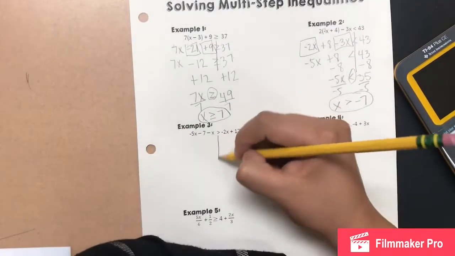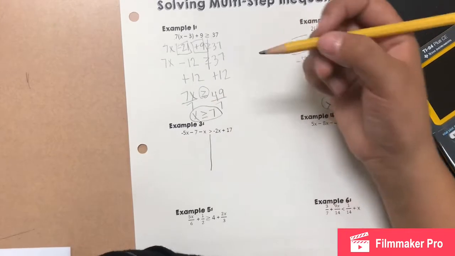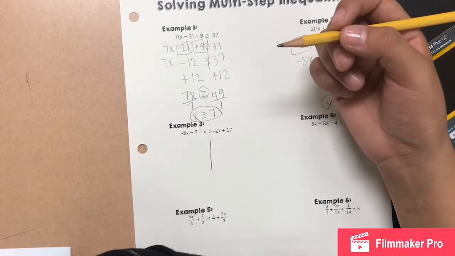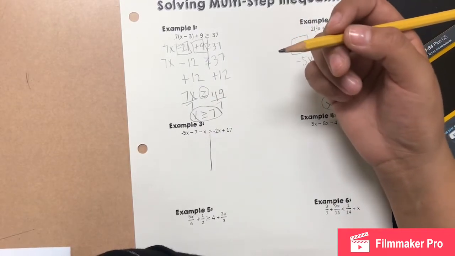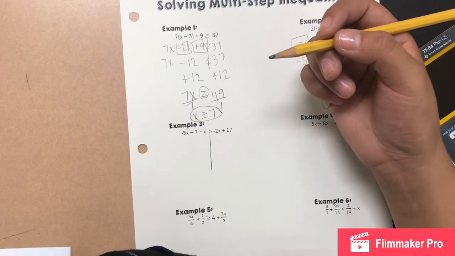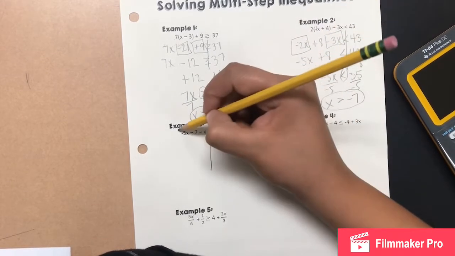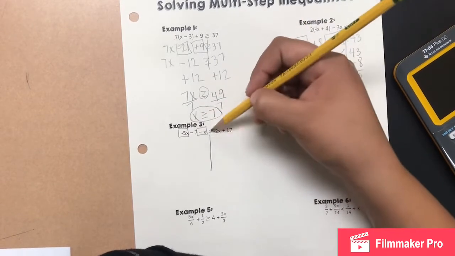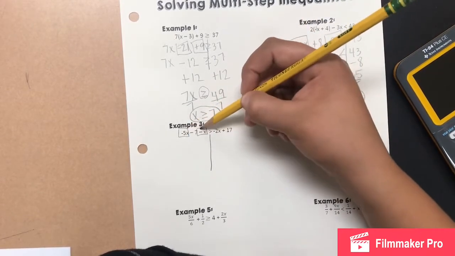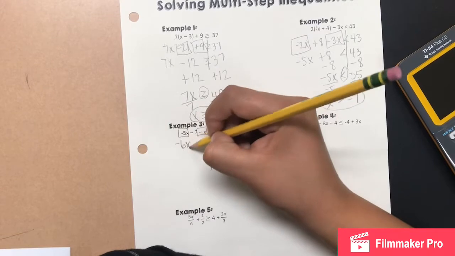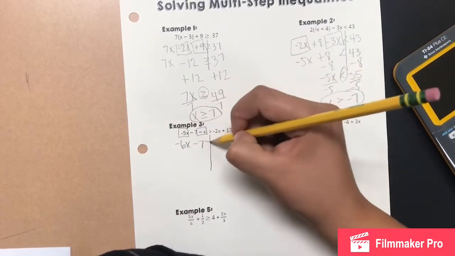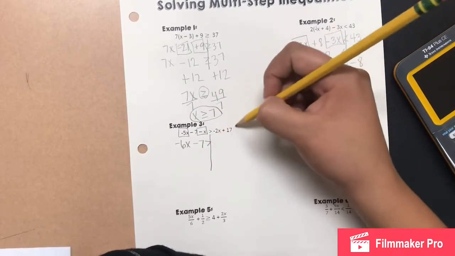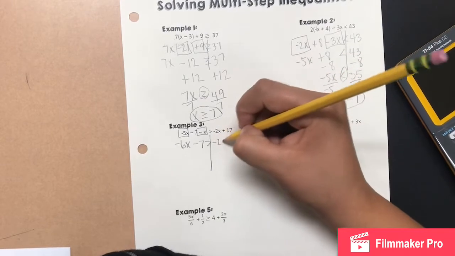Continuing on to example 3. There is no set of parentheses here, so I do not distribute. But I do see, in step 2, if I can combine like terms where possible. If I look on the left side, I have negative 5x and minus x. If I read it from left to right, negative 5x minus x is negative 6x, minus 7 is greater than. There's no combining like terms on the right side, so I'm going to bring it down.